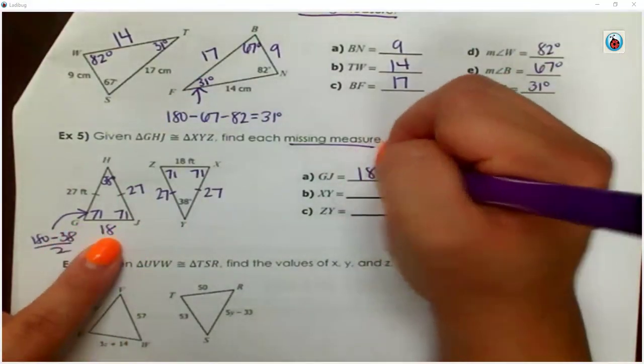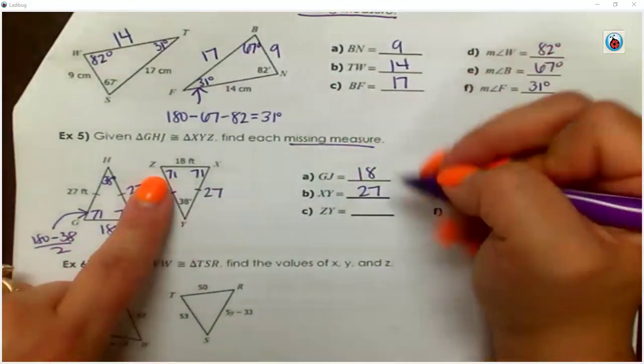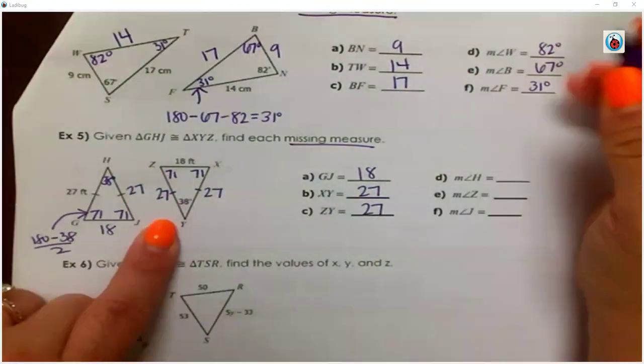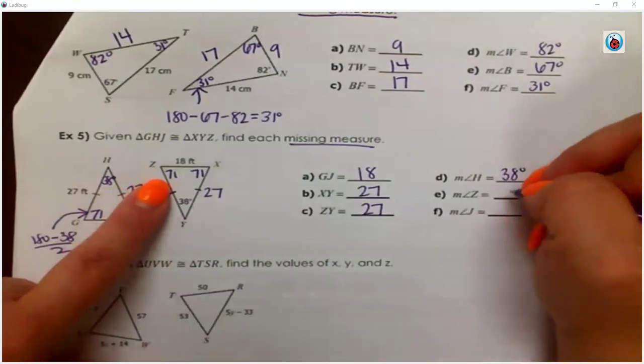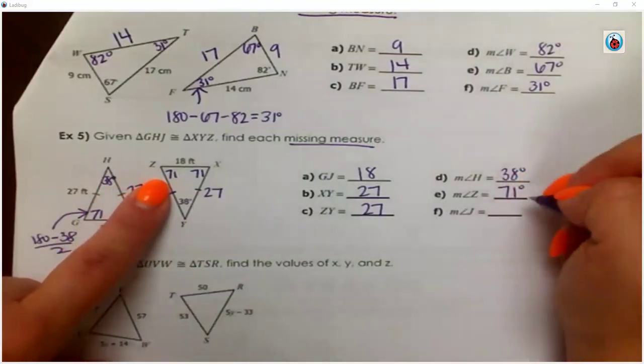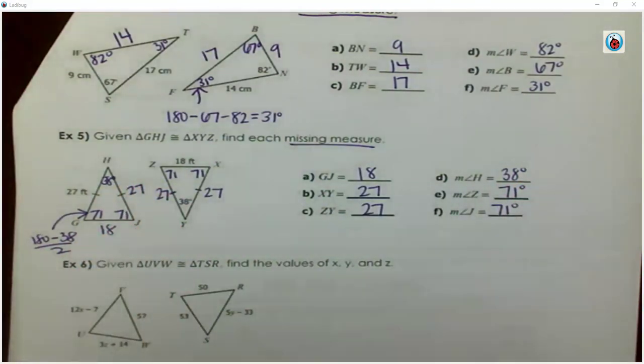GJ was 18, XY was 27, and then YZ or ZY is also 27. Measure of angle H is 38 degrees. Measure of angle Z is 71 degrees. And measure of angle J is also 71 degrees.